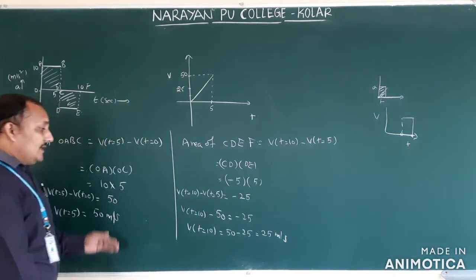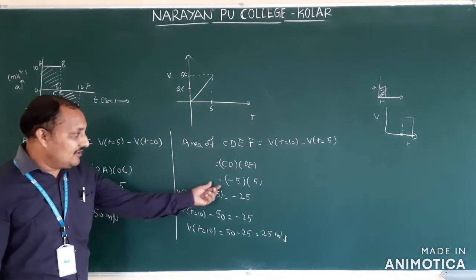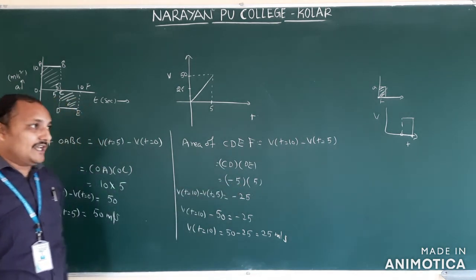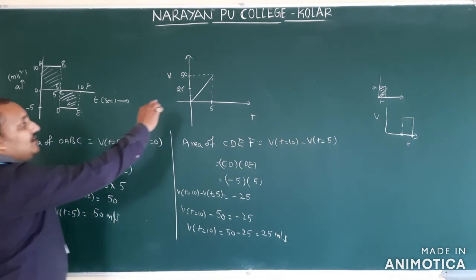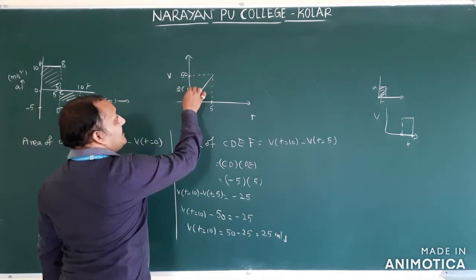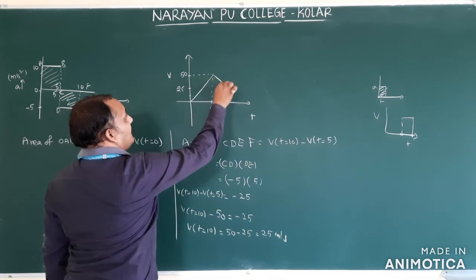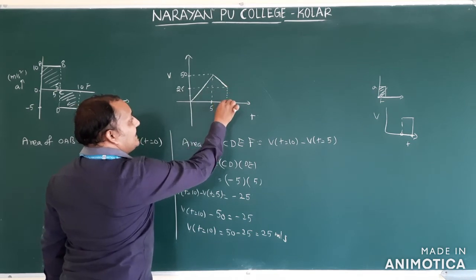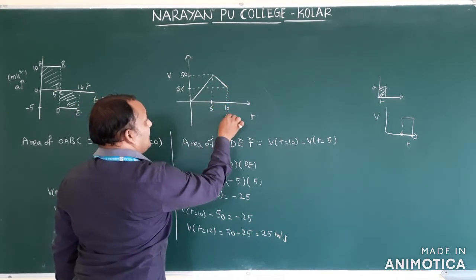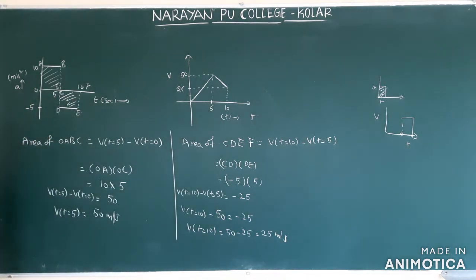Is it negative or positive? See here. The area below, negative you got. Negative means the slope is nothing but decreasing. Decreasing means you will be getting up to here. Velocity is decreasing from 5 to 10, negative slope. So this value gives 25. So this is at what time? 10 seconds. Okay? Understood? So that is nothing but the velocity time graph.